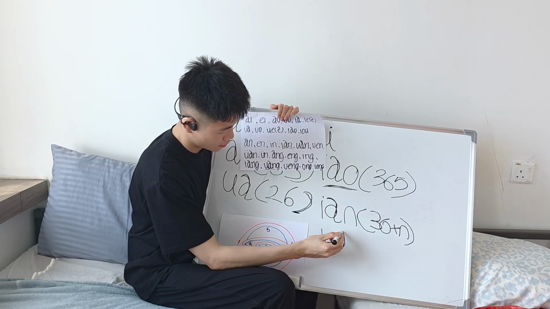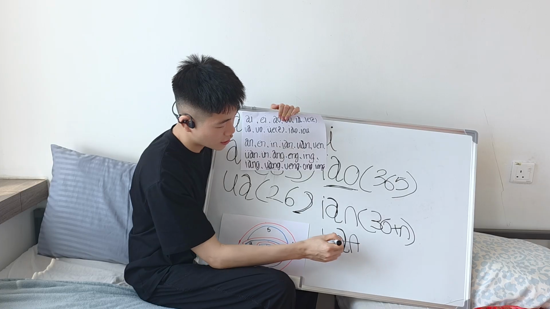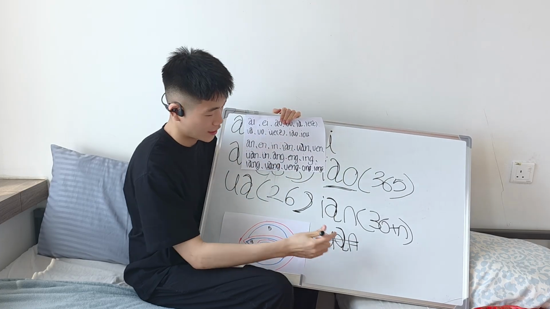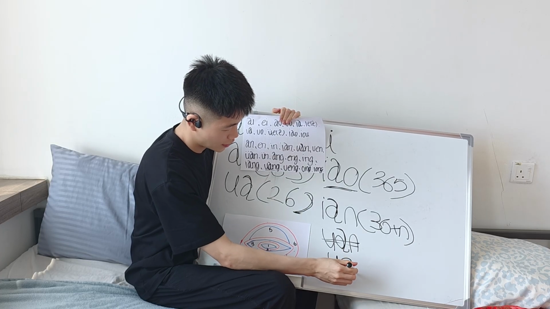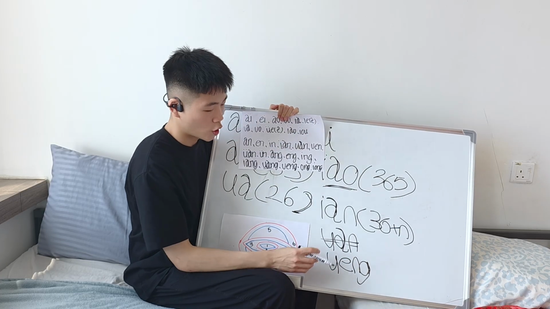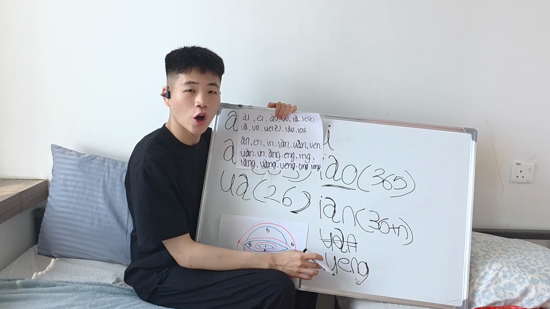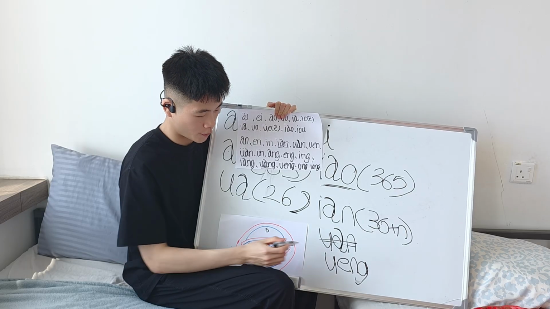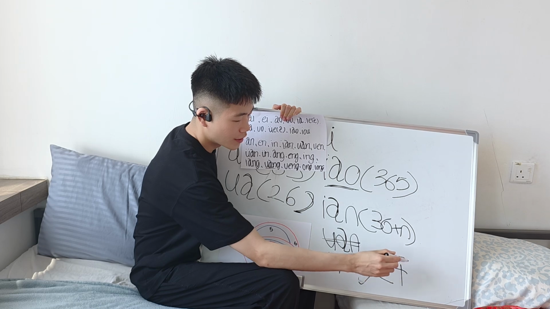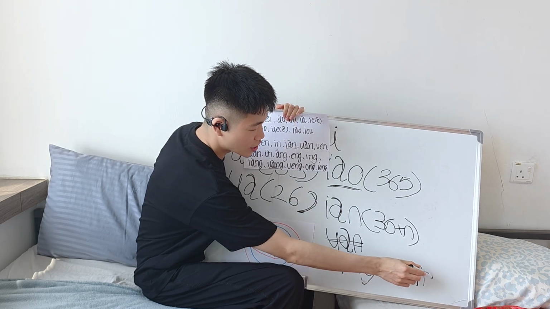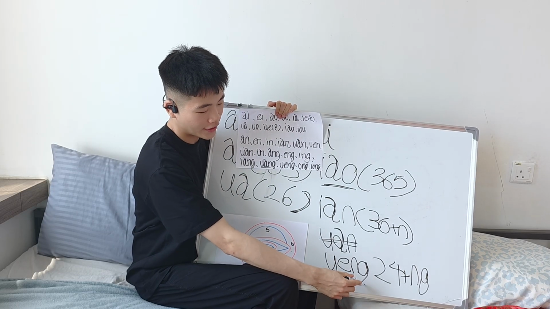Now let's do wang. Let's not do wang, let's do weng. I don't want to have the A all the time, right? E, N, G. U, weng, U is 2, and 4 plus NG. Weng.